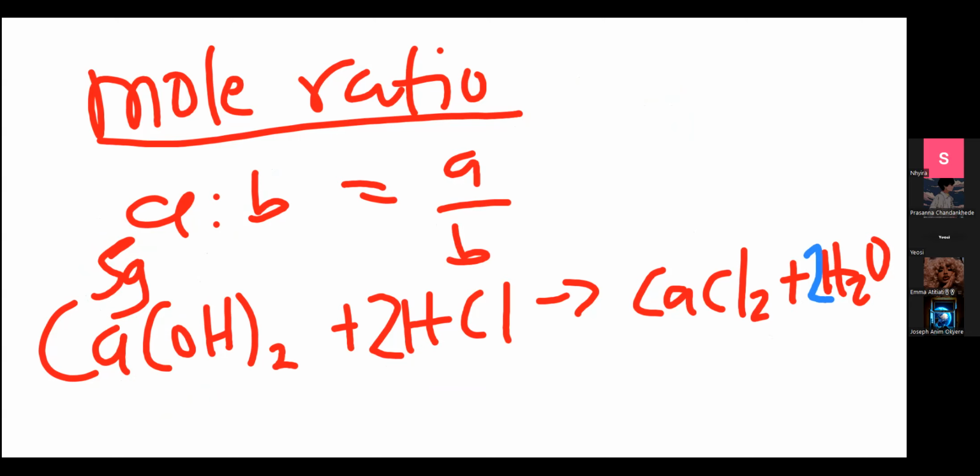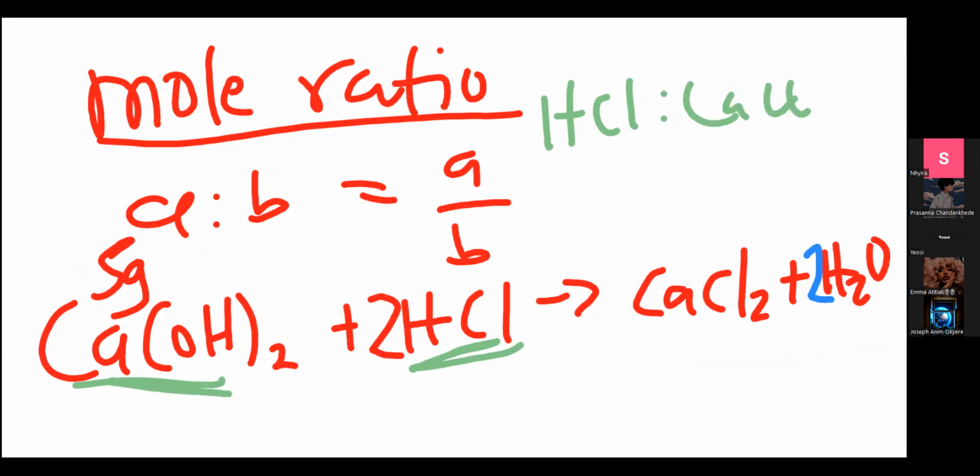So now when I'm doing the mole ratio, I set up the ratio in such a way that the substance that I need should come first. HCl is what I need. I want the moles for HCl. It's to what? The substance that I've calculated, calcium hydroxide. Okay, now the ratio is 2:1. This one came first, so 2:1.